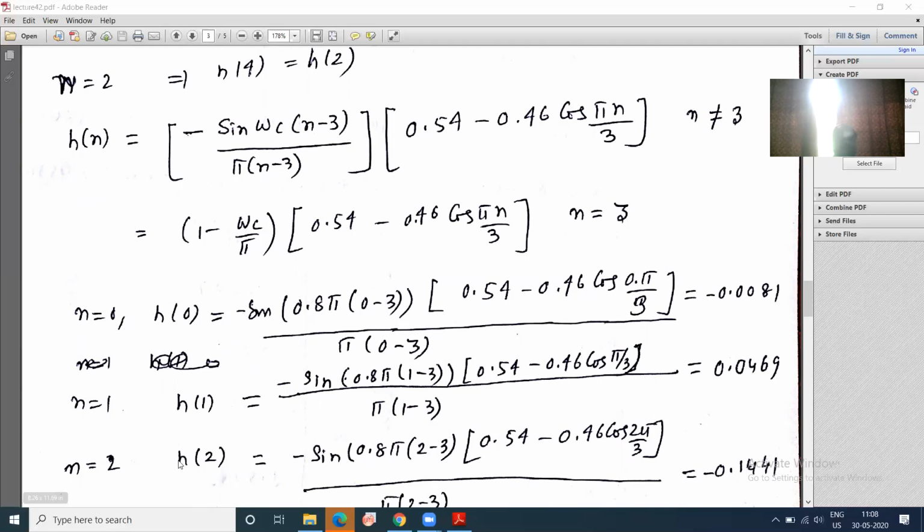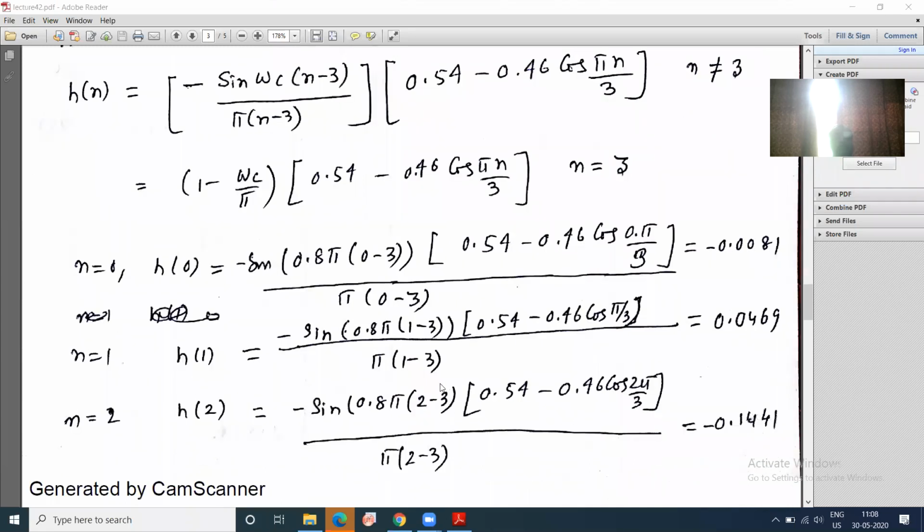Okay. Similarly, if I substitute n equal to 1, then h1 equals minus sine of this. So I substitute n equal to 1 here. Then if we simplify, again n equal to 1 here, so it will be cos of pi by 3. If we simplify this, you will get something like 0.0469. Now, if you look at h2, it becomes minus sine of 0.85 times 2 minus 3. So n equal to 2, 2 minus 3, pi times 2 minus 3, 0.54, and it is like that. So it will be minus 0.141441.